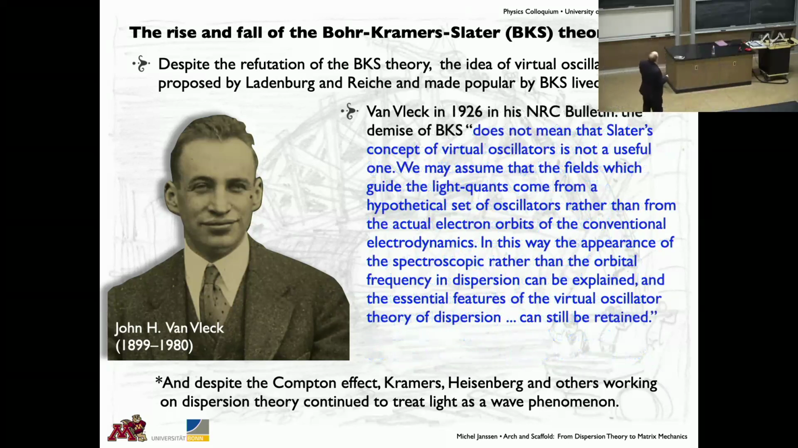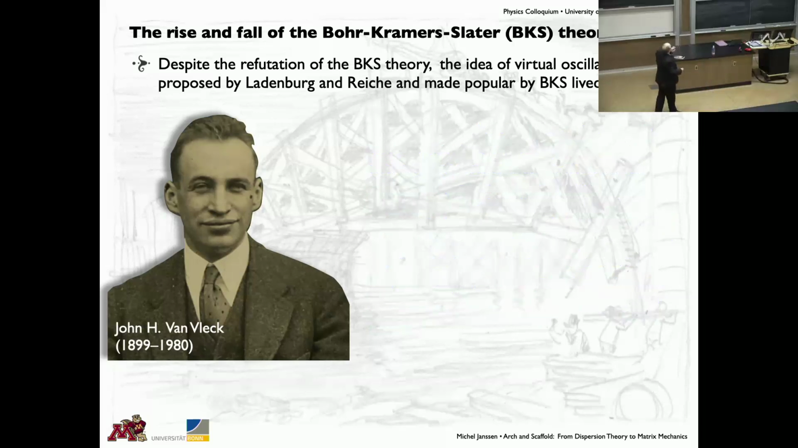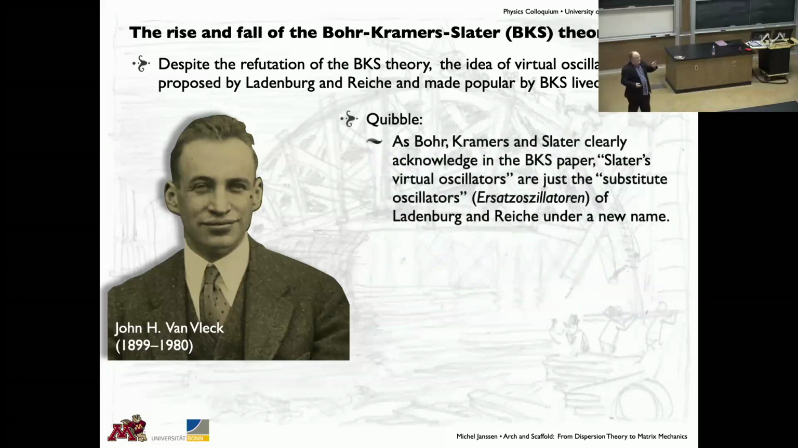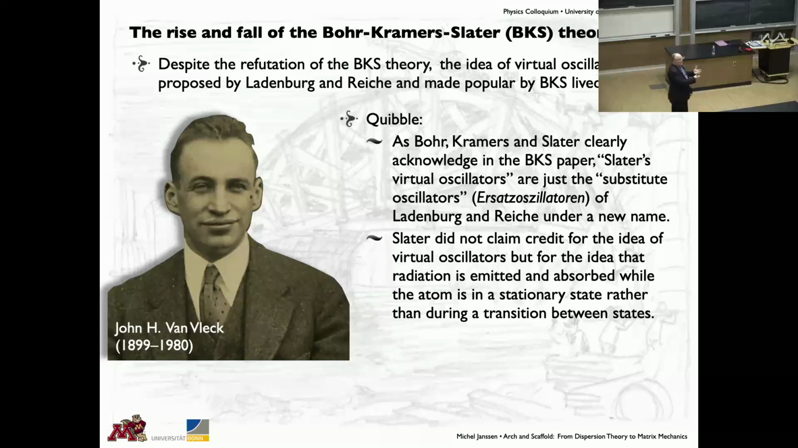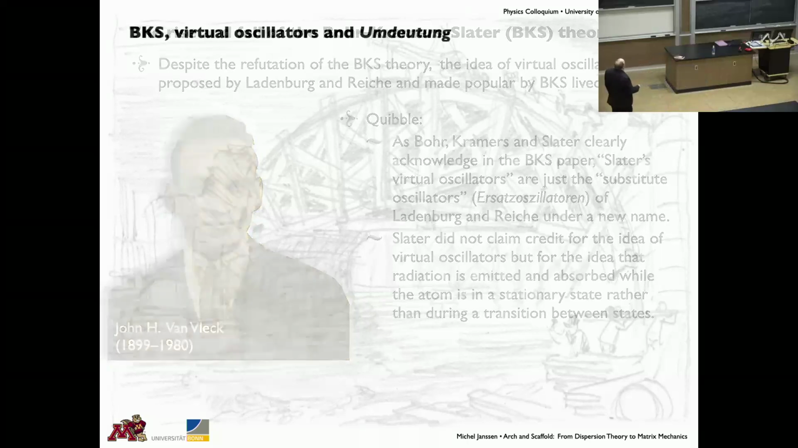So I want to say one thing that is interesting about this quote, namely, he talks about Slater's virtual oscillators. And this is a confusion that is present in the participants at this point. People have forgotten that these virtual oscillators were not what Slater introduced, right? Slater claimed credit for the idea that radiation occurs when an atom is in a stationary state and not during a transition. He never claimed credit for these virtual oscillators because those are just the Ladenburg-Reiche substitute oscillators. This comes, again, straight from dispersion theory and is not specific to BKS.